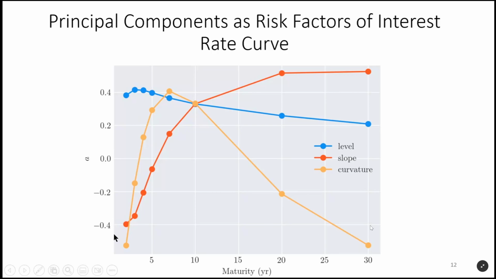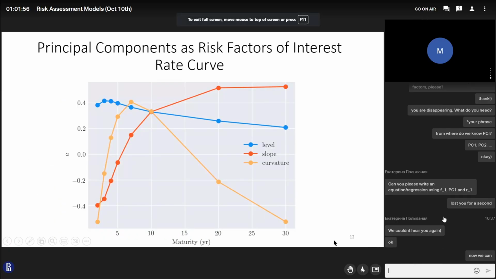And this third one is the change of curvature of the curve. It corresponds to the positive coefficients for the middle range terms and negative coefficients for the short terms and the very long terms rates. This factor actually represents the hump on the curve or something like that. So it changes the curvature.